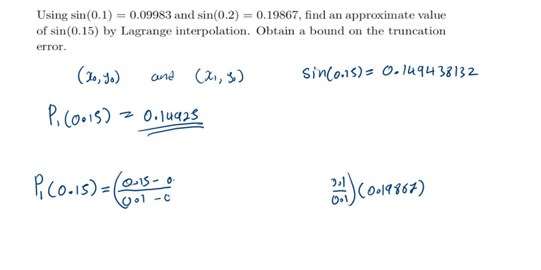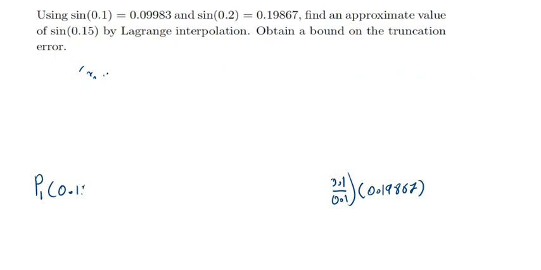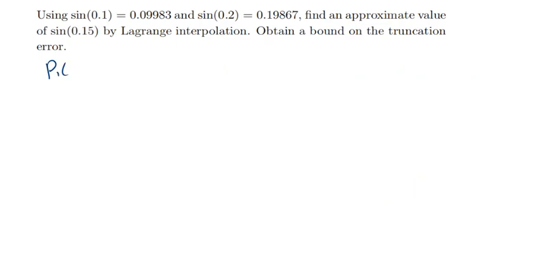So now let's go to the truncation error part. So we have ended up with this, I'll just write it somewhere. This is 0.14925. This one here is the approximation. So the truncation error bound is given by the expression. So this is the error here.